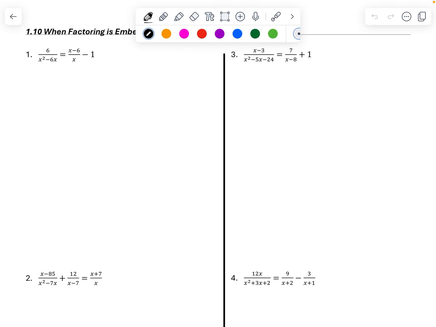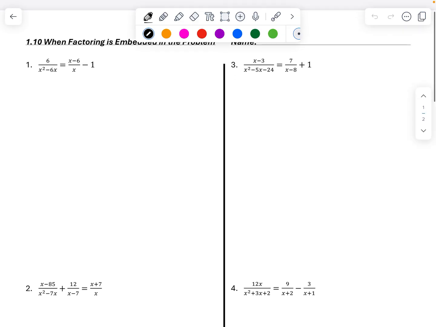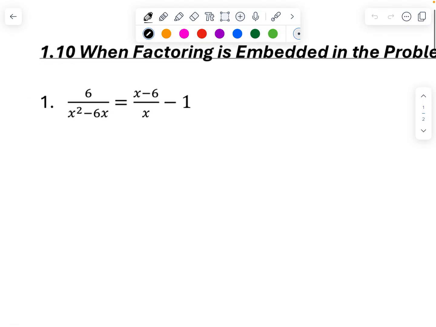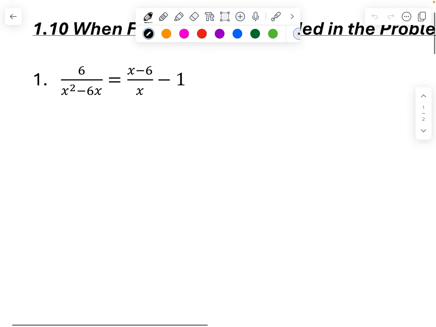And what we notice about them, even though they're fractions and we've been doing this type of thing before, now the denominators, and sometimes the numerator, but in this case the denominator, can be factored. So the first thing we notice is that x squared minus 6x can actually be factored.